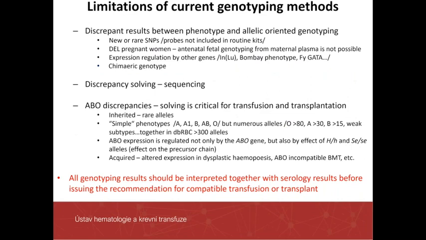Current methods which are available are limited, and we can face discrepant results between phenotype and allele-oriented genotyping in case when new or rare single nucleotide polymorphisms are present, when such probes cannot be included in routine kits because there is a limited number of probes which could be used.